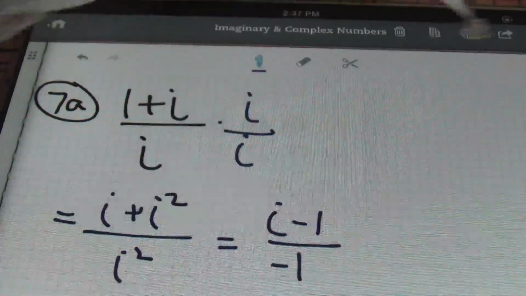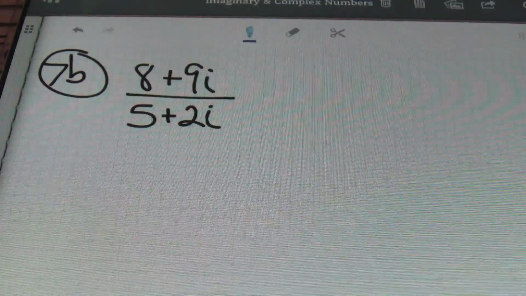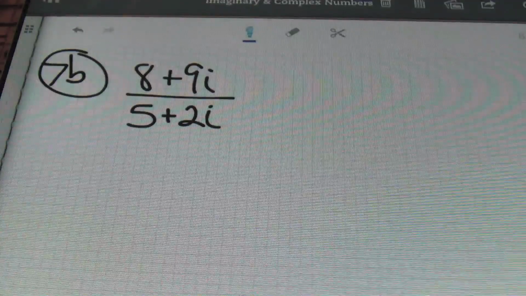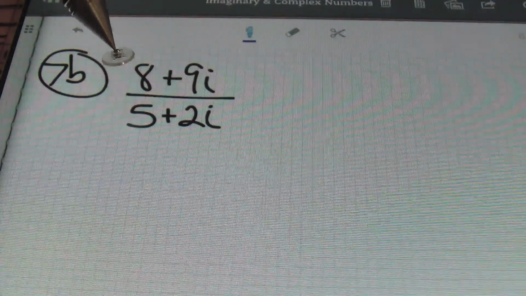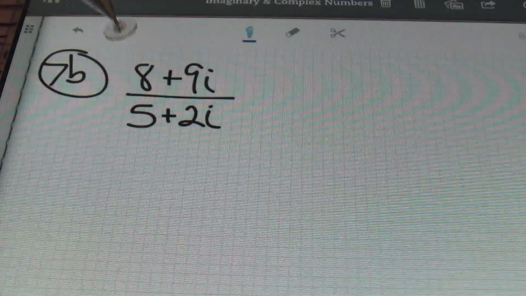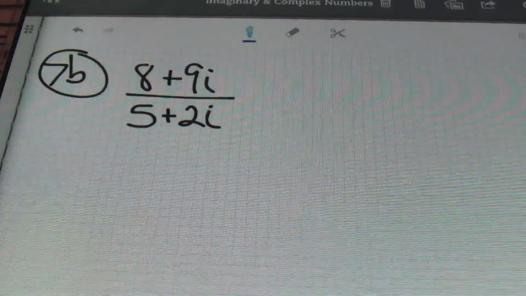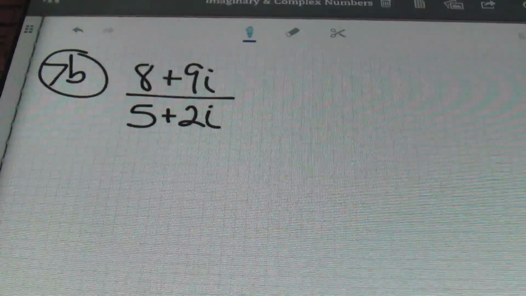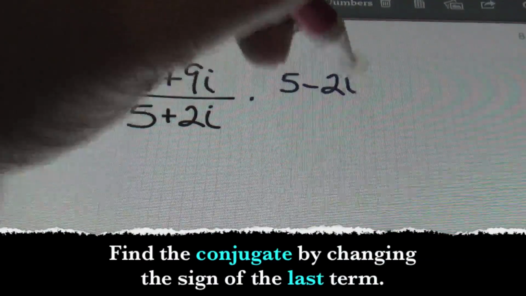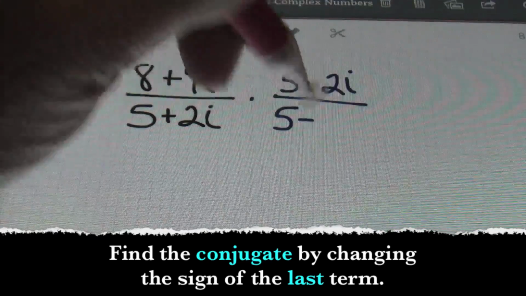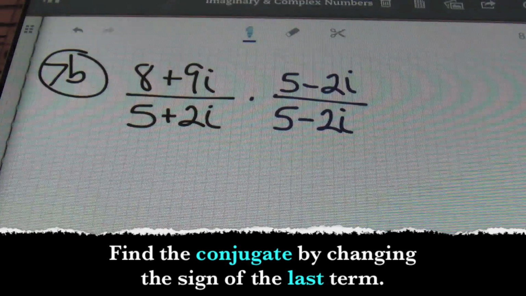All right, got one last problem for you. All right, thanks for hanging in there with me. In problem 7b, we have 8 plus 9i divided by 5 plus 2i. Anytime you have an imaginary number in the denominator, you'll need to rationalize that. But because we have two terms in the denominator, we'll need to multiply by the conjugate. That's right, the conjugate. So the conjugate of the denominator here is going to be the following. It'll be 5 minus 2i. You simply change the sign on that last term in order to find out the conjugate.